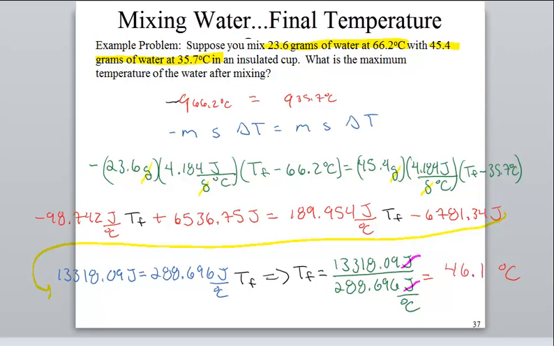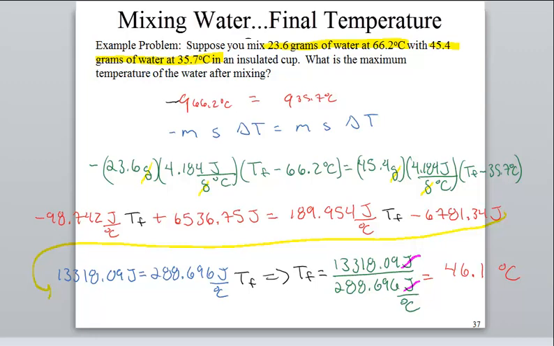46.1 degrees Celsius. Now, does that make sense? Well, if we look at the starting temperatures of the two water samples, 46.1 degrees Celsius is in between the two temperatures. We know it's between the high and the low, so it makes sense. And we also have a unit that makes sense. So, yeah, we did it right.